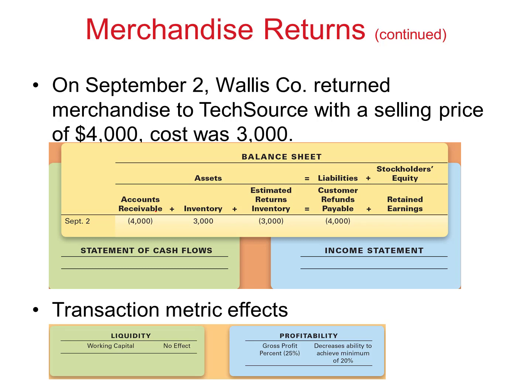Let's now look at a return where the merchandise is returned and is sellable. In this case, on September 2nd, Wallace Company returned the merchandise to TechSource with a sales price of $4,000 and a cost of $3,000. When we look at the transaction, we are working through this transaction through what we call an indirect method. Therefore, there is no effect immediately on retained earnings. However, these accounts are going to be reconciled at the end of the period.